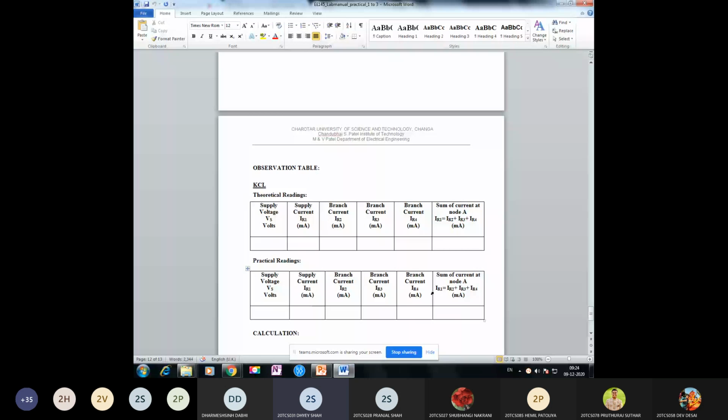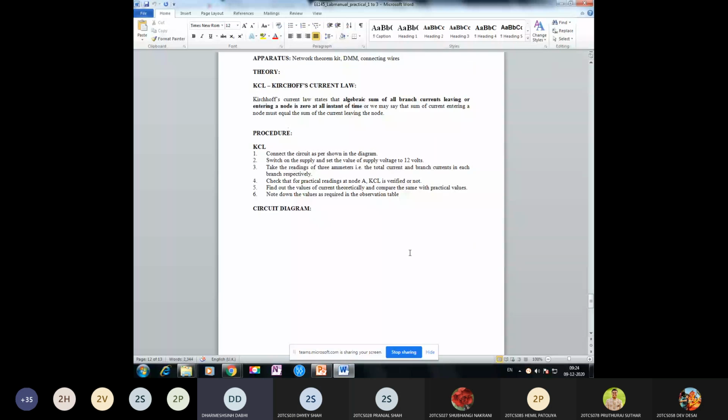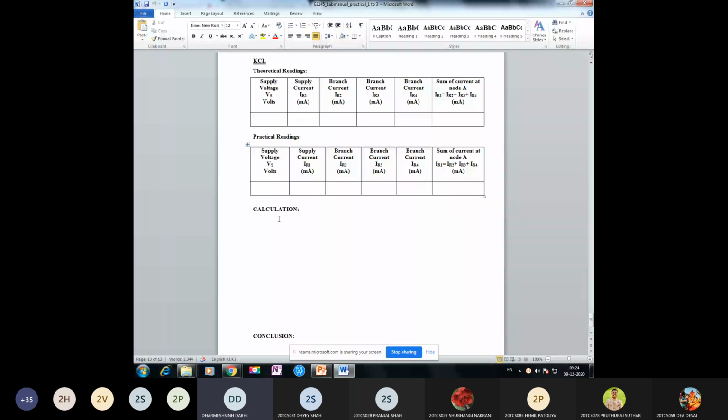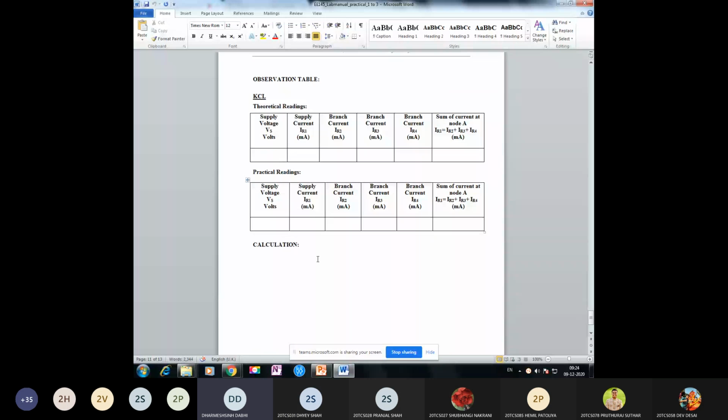Sir, do we need to draw the circuit diagram in a notebook? Yes, yes, you can draw the circuit diagram in the notebook. During the calculation, you can see here there is a calculation. So in this calculation, you draw the diagram. You do not need to draw here. You do not need to draw it here, it is fine in the word file. Okay. So you draw here in the calculation.